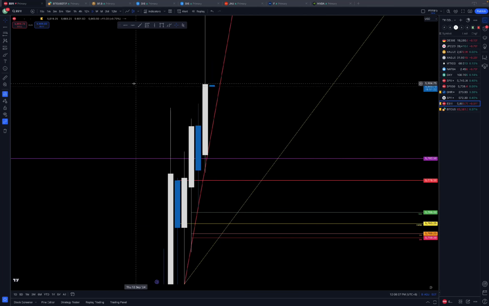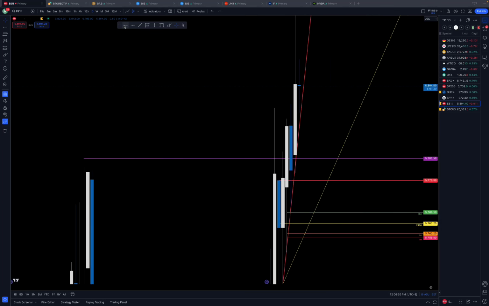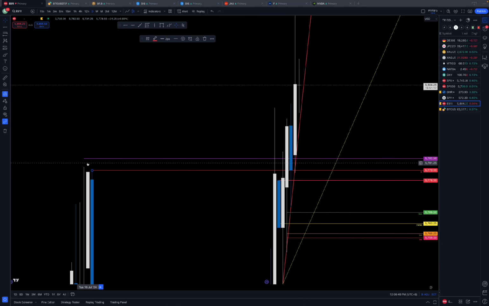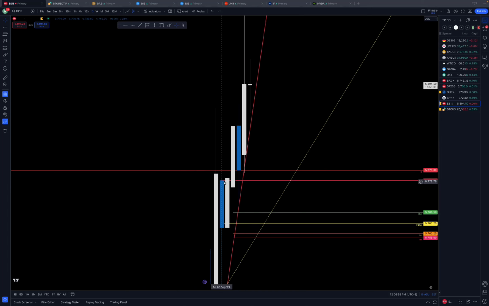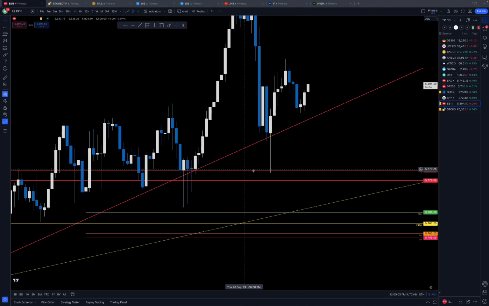Oh, you know what I didn't mark? This daily from back here. So this was also important. Actually, if we moved from weekly, this is the backside daily of that. So I think this is more important than the weekly. And then we had our front side weekly right here. So yeah, there we go.